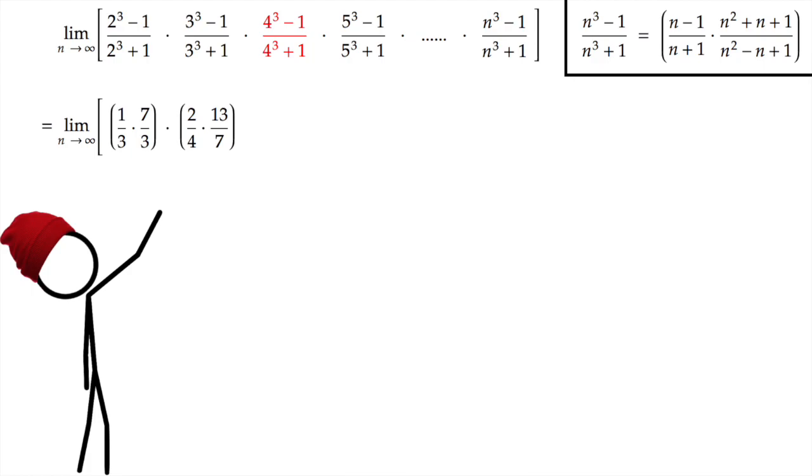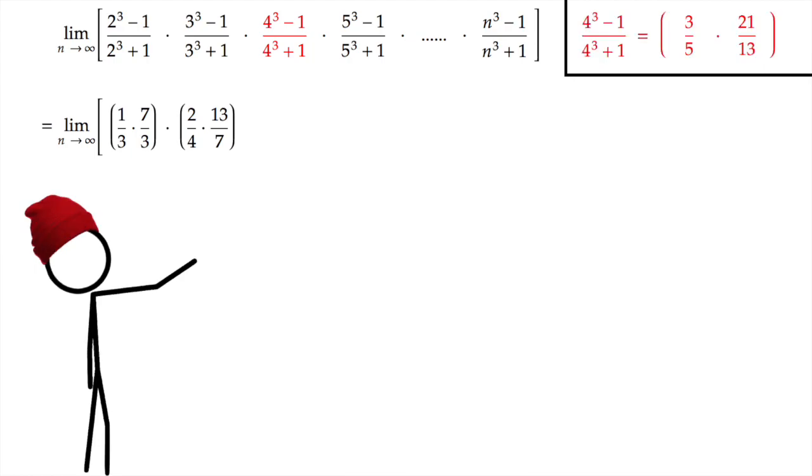Next up is 4 cubed minus 1 over 4 cubed plus 1. That's the case when n equals 4. Plug in n equals 4 into the formula, and we get 4 cubed minus 1 over 4 cubed plus 1 equals 3 over 5 times 21 over 13.